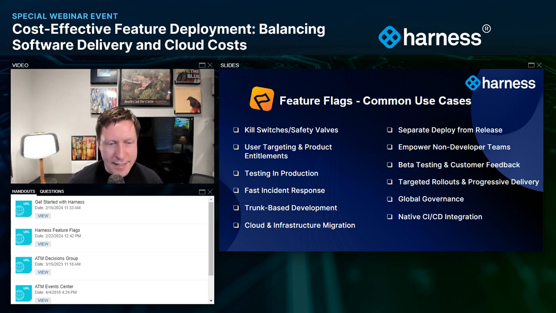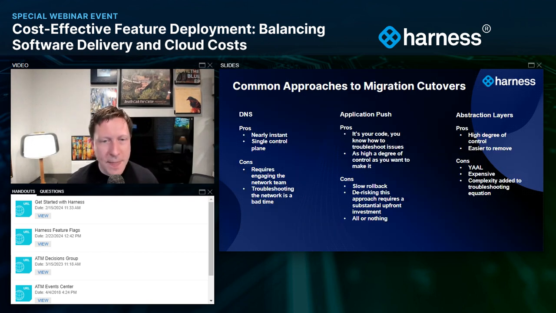One of the things I want to dig into with this use case is cloud and infrastructure migration. Many folks on the phone here might be doing that today, but this use case is great for feature flags and cloud costs. Today, there are three common approaches to migration cutovers. When I think about this from my prior experience, whether that was going from an on-premises data center to the cloud, or from one cloud to another because of cloud costs, switching from GCP to AWS or vice versa, these are common approaches, right?